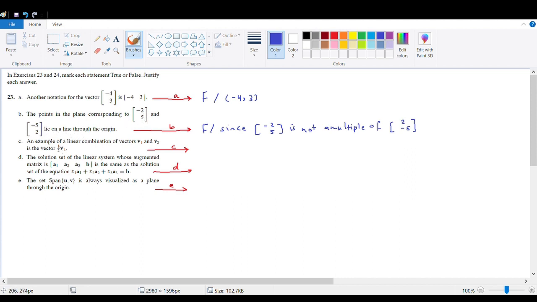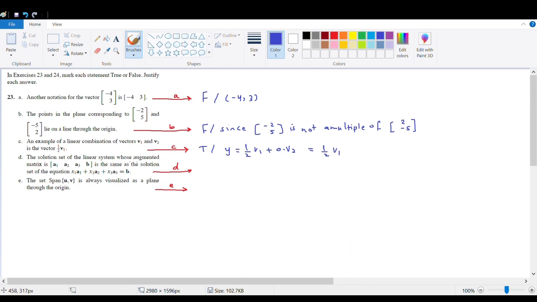C. An example of a linear combination of vectors v1 and v2 is the vector half v1. This is true because any vector، ممكن أنا أكتب half v1، مثلا لو كانت عندي y is equal half v1 plus 0 v2. هذه نفس الشيء تعتبر linear combination اللي هي في الأخير راح تطلع لي half v1. So this one is true.